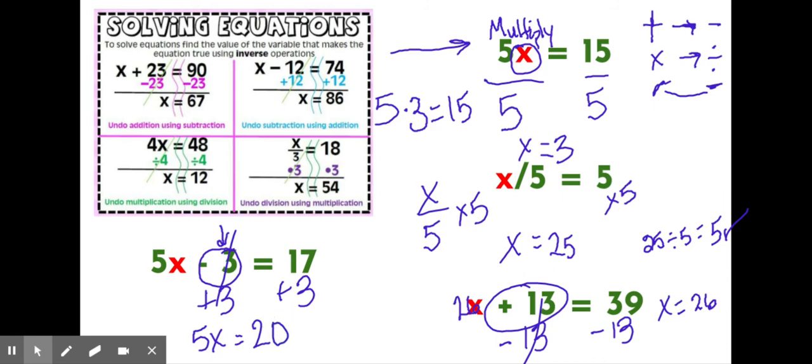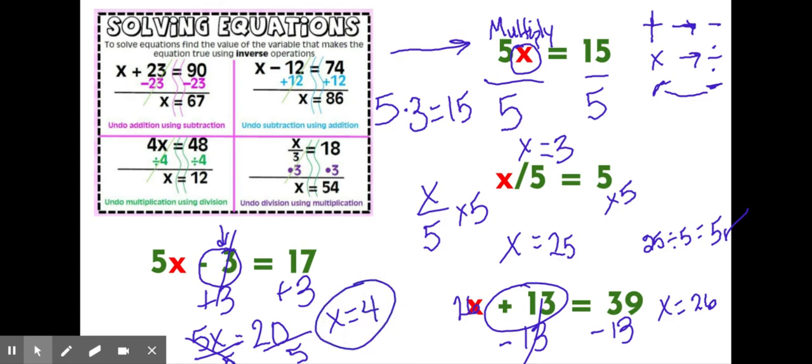Here's the second step. This is why it's called two-step. 5x means I'm multiplying x times 5. In order to get that x by itself, I have to isolate that variable. I have to do that inverse. The inverse of multiplication, I know, is division. I'm going to divide them both by 5. 5 over 5 is 1. So I find out that x equals 20 divided by 5, which is 4.